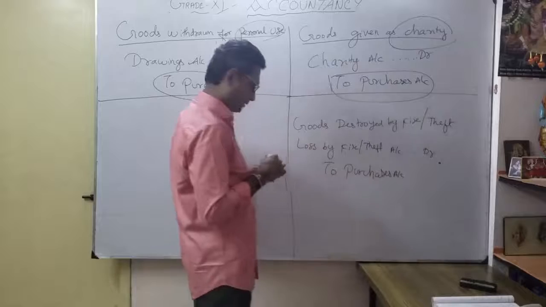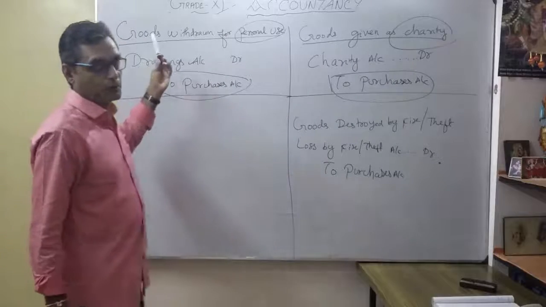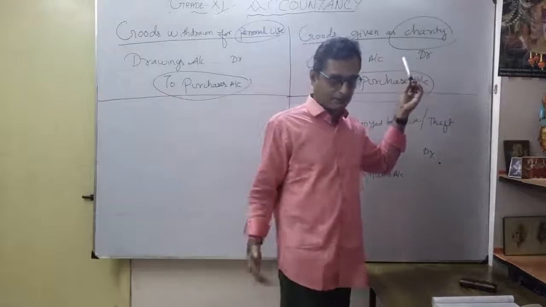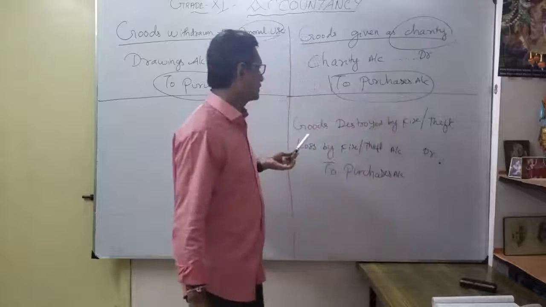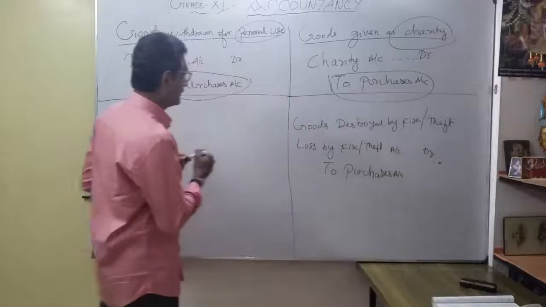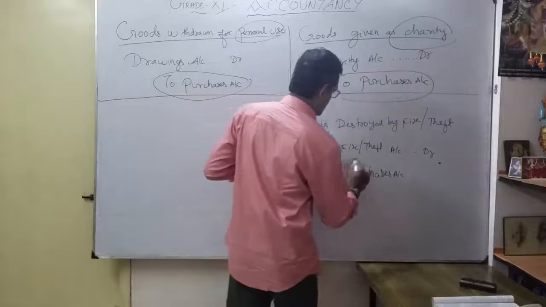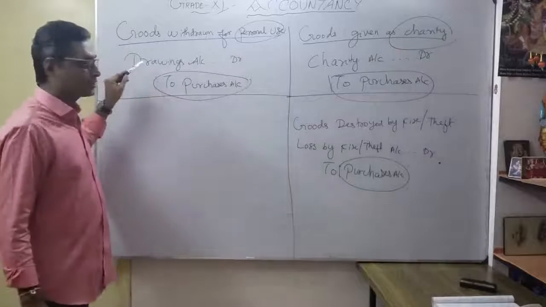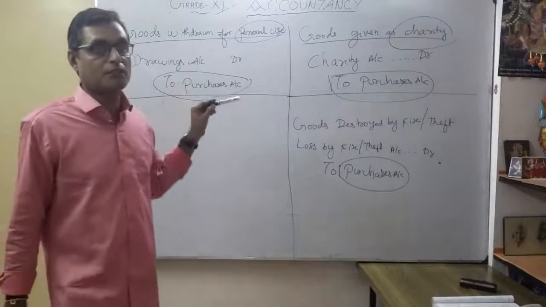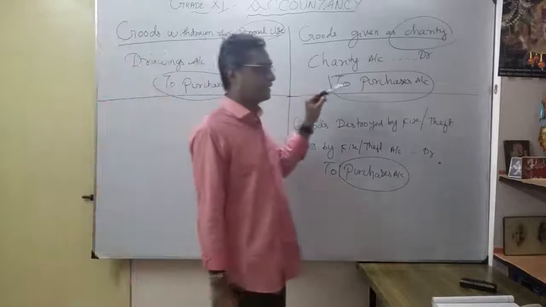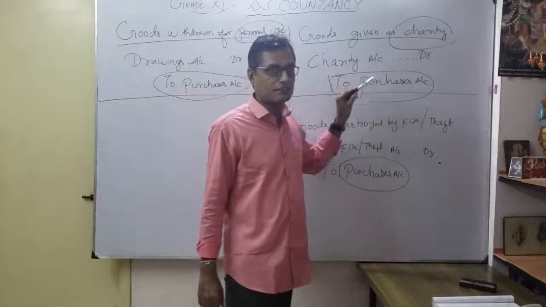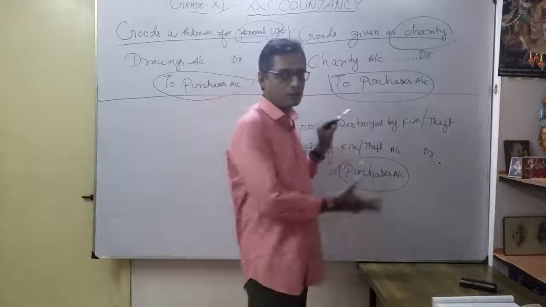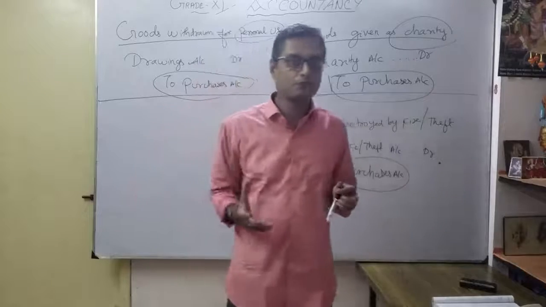You understood? The three important classifications are: withdrawn for personal use, goods given to charity, and goods destroyed by fire or theft. So how to pass the journal entry? In all, I am crediting the purchases account. Very important: only the debit changes. Once you see the drawings entry, you understand that goods were withdrawn for personal use. When you see the charity entry, you understand goods were given to charity. When you see the loss entry, you understand goods were lost by fire or theft.